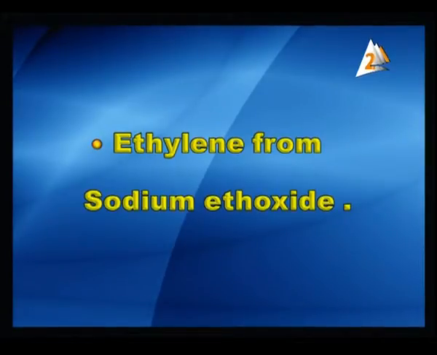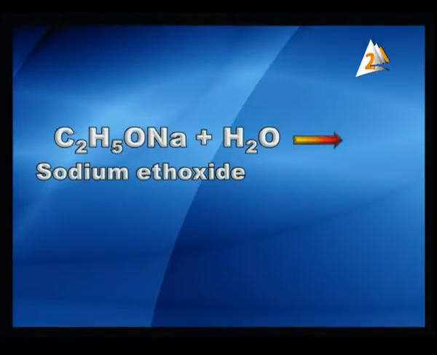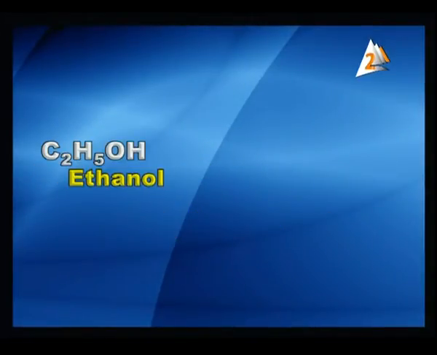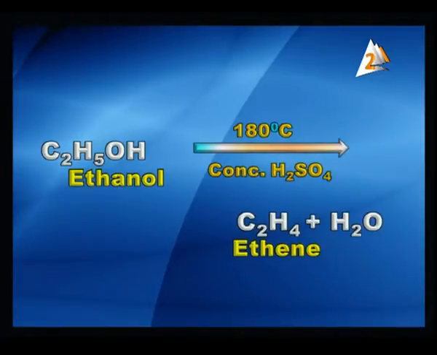Next point, ethylene from sodium ethoxide. Here, sodium ethoxide reacts with water, hydrolyzed, giving ethanol and sodium hydroxide. Then ethanol on concentrated sulfuric acid at 180 degrees, dehydration occurs and ethylene is formed and water is produced.